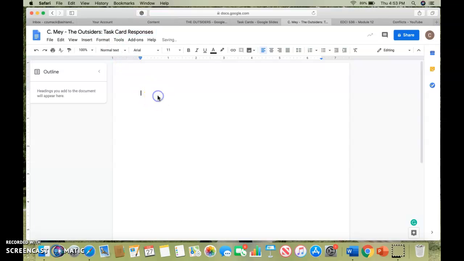Just anything along the lines of your first initial, last name, so I know who you are, and just what's going on. The task card is totally fine, okay? We'll just title it, oh goodness, my typing today, I tell you. All right, Cassandra May, Outsiders task card responses, okay? And then task card number 1.